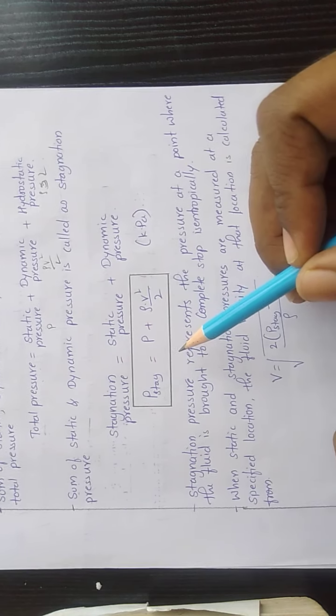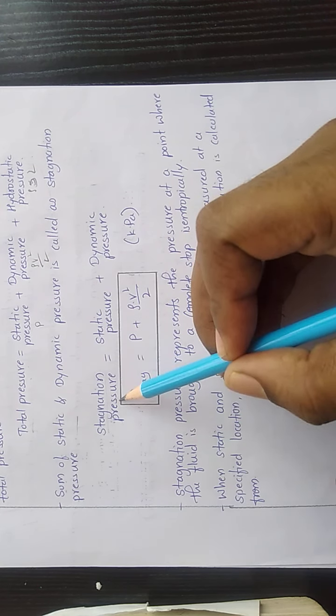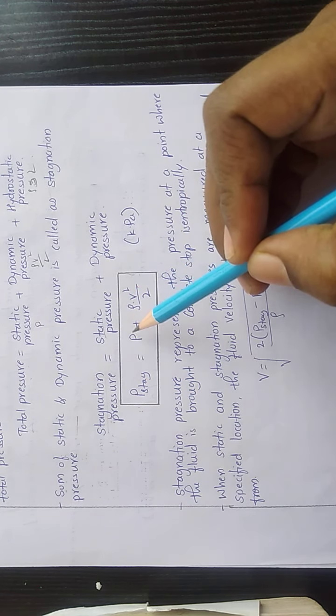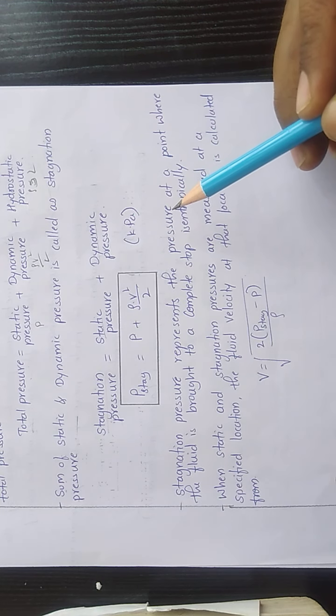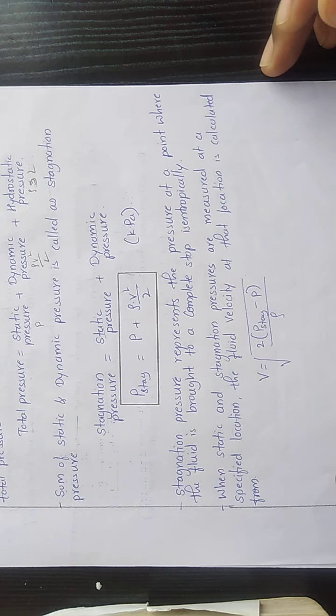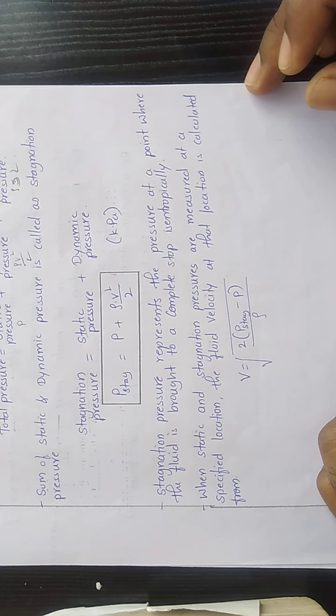Now what is stagnation pressure? Stagnation pressure is the sum of static pressure P plus dynamic pressure. This we call stagnation pressure. So stagnation pressure represents the pressure at a point where the fluid is brought to a complete stop isentropically.